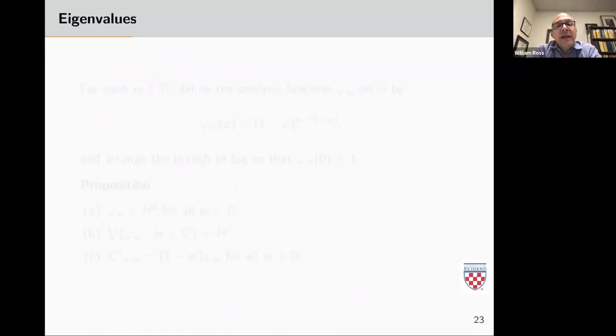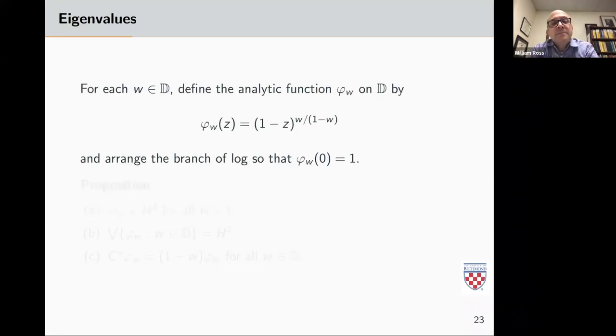Eigenvalues. This is going to play a huge role in understanding a very important property of the Cesaro operator. In the previous slide, I used a matrix definition of the Cesaro operator to get a property of the Cesaro operator. Here I'm actually going to be using the integral definition. So let's look at these vectors. For a parameter w in the disk, look at this analytic function on the disk. Notice that 1 minus z, if z is in the disk, has no zeros in the disk. So I can take its power via the logarithm.